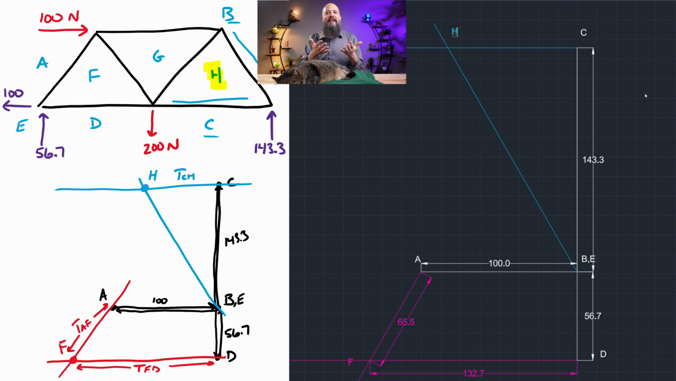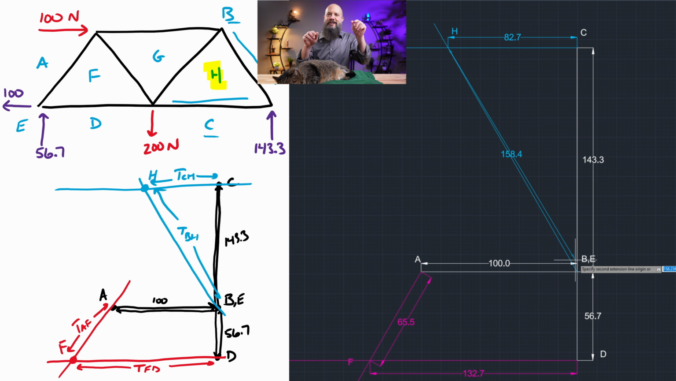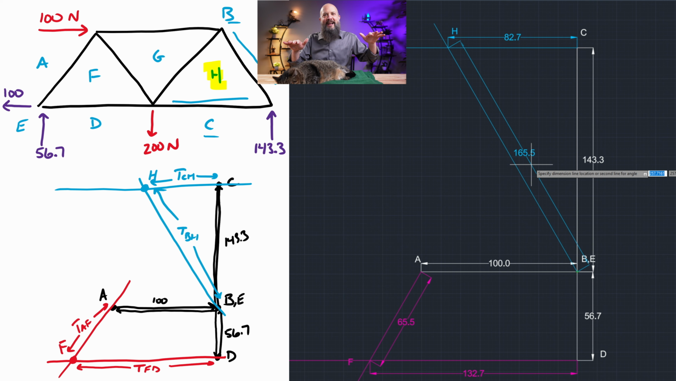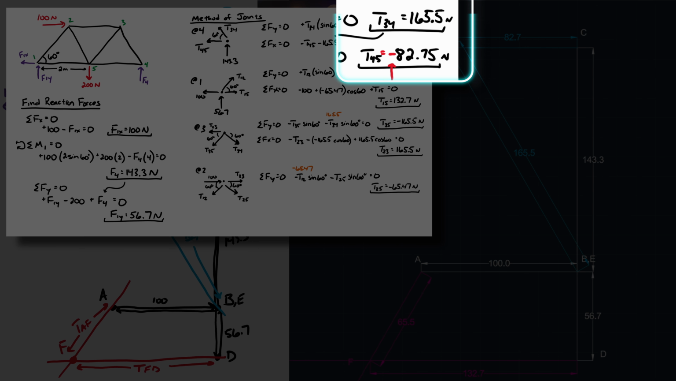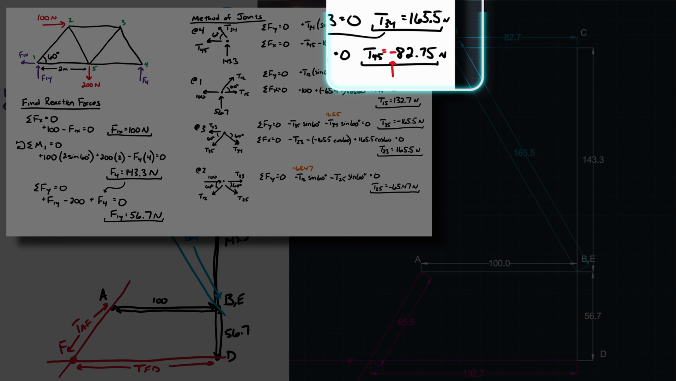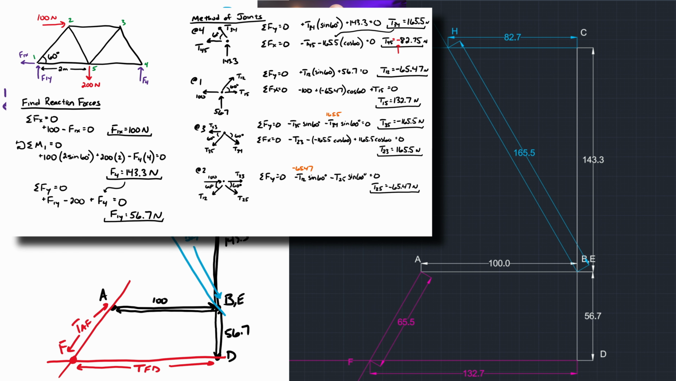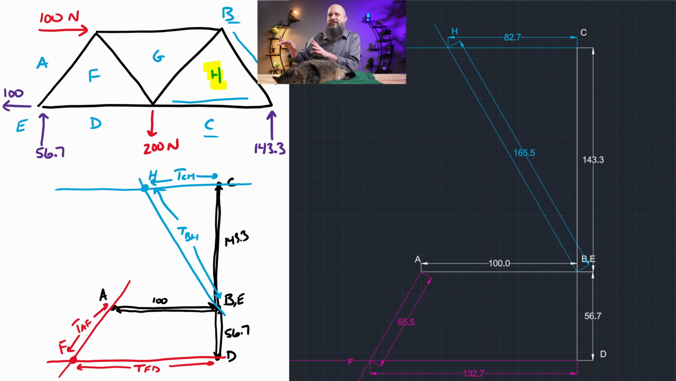And I can find now the force in BH by measuring the length of this line, the 165.5, and I can find the force in CH by measuring the length of the horizontal line, 62.7. Again, compare back to the method of joints, and these two forces match the ones we found from method of joints. It took a bunch of sine and cosine and a whole bunch of free body diagrams to do it via method of joints, and here I'm doing it graphically just by creating lines at the right angles and right distances. It's super cool and bizarre.